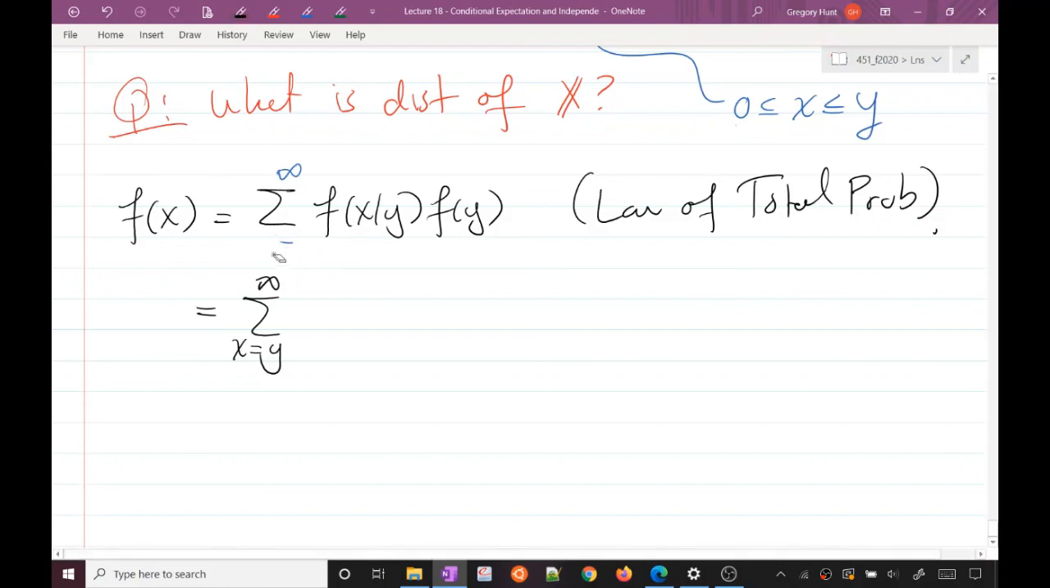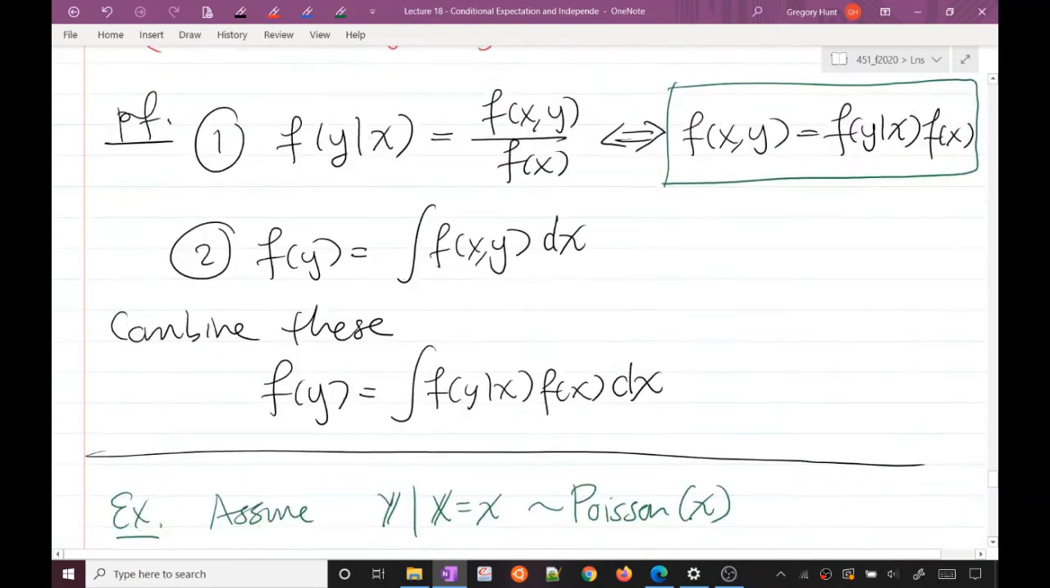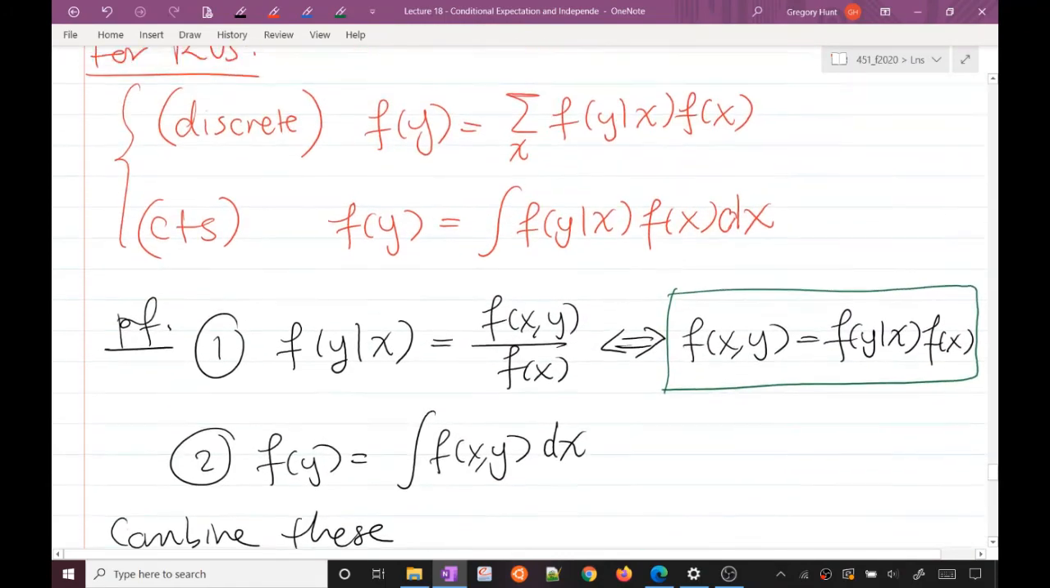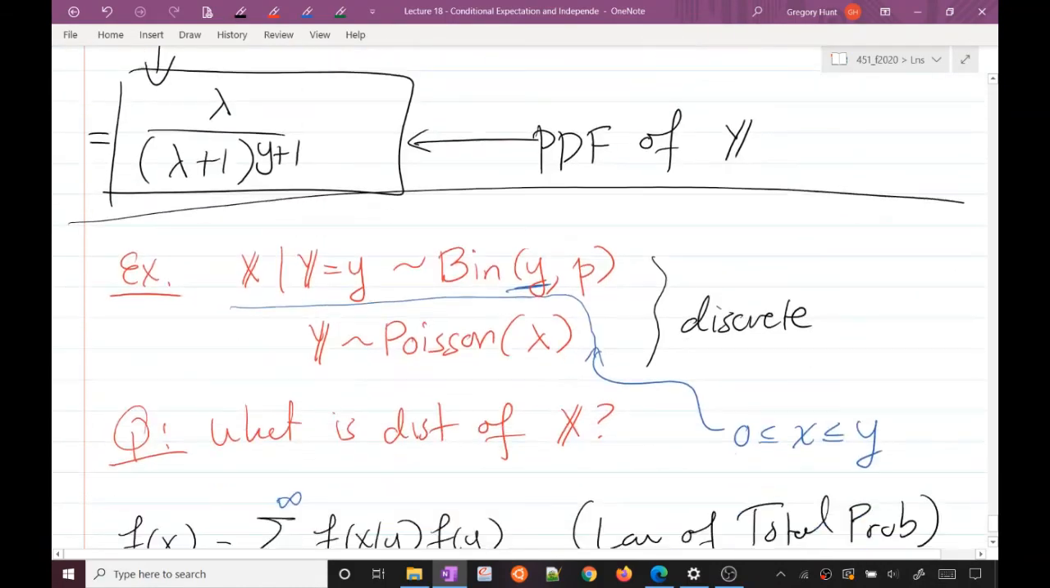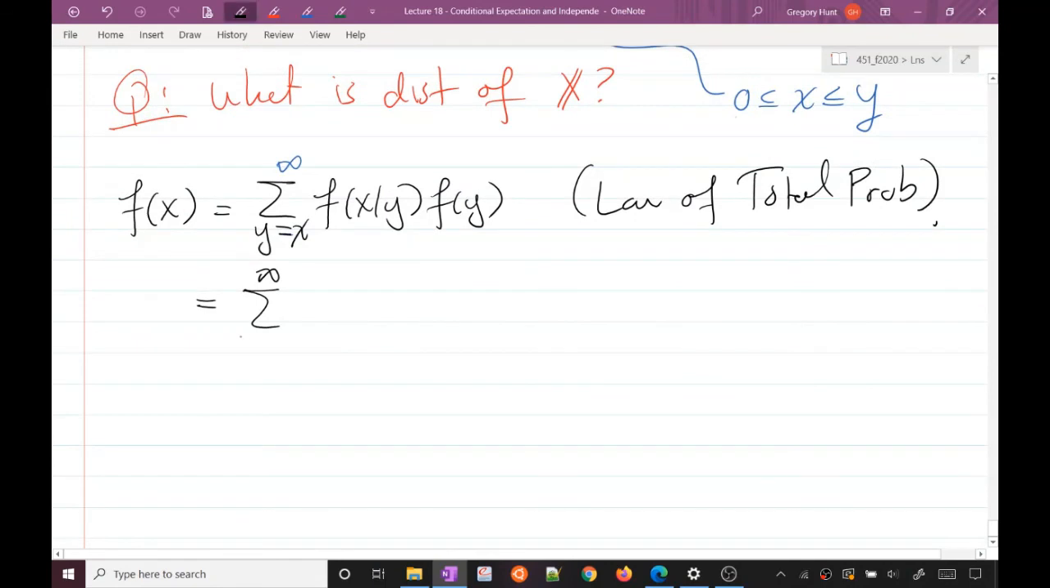Someone should call me out. We're not summing over x, right? We're summing over y. Sorry, so it should be y goes from x to infinity. We sum over the second one here. Let's go look at our law of total probability, right? Law of total probability says we sum over the second one, whatever we condition on. So it's y from x to infinity, not x from y to infinity.